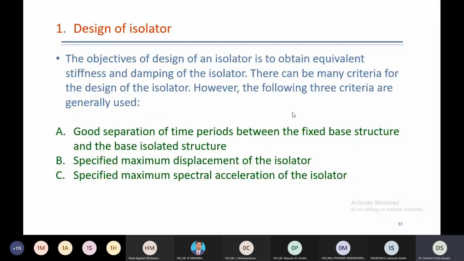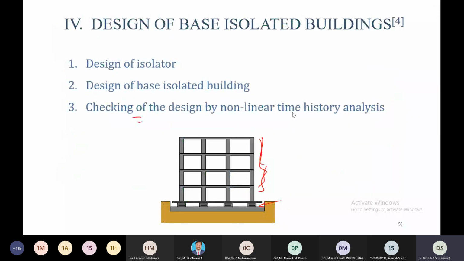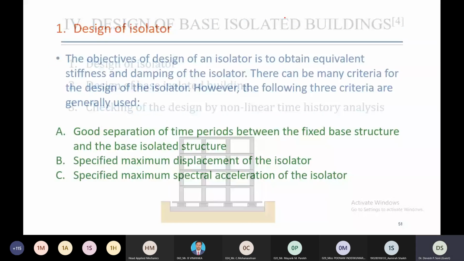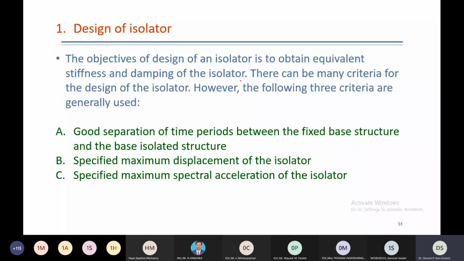The first step of isolated building design is design of isolator. The objective of the design of isolator is to obtain the effective stiffness, K effective, and damping, zeta effective, of the isolation system. And for that, three criteria are used. These three criteria are very important. What is the basis of designing the isolation bearing? There can be three bases. Number one, good separation of time period between the fixed base structure and base isolated structure. Usually, the separation is taken around 3 to 4 times the fixed base structure period, right? That we will see later in the example. Then the second criterion is specified maximum displacement of the isolator.